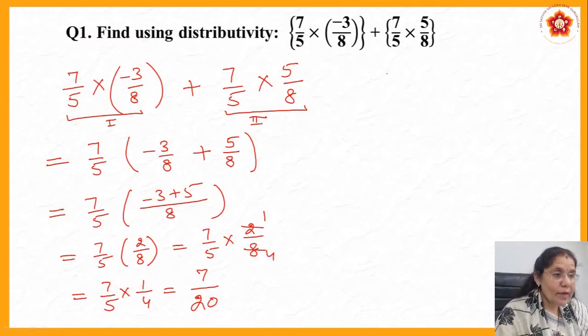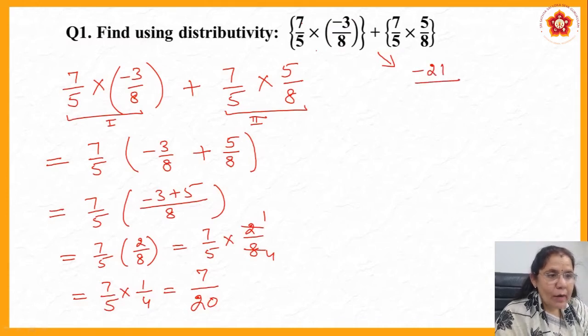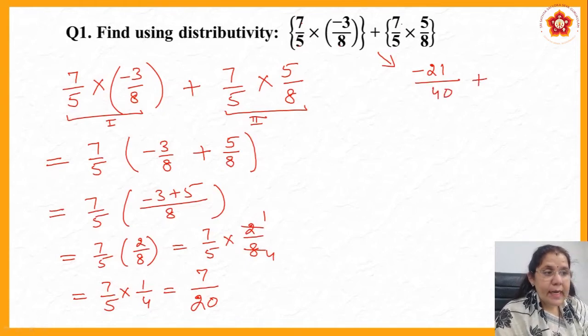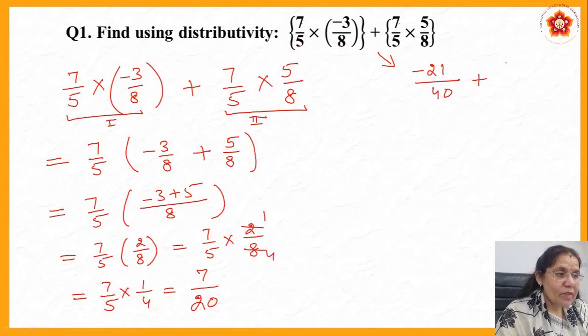And if you solve it as it is without using the distributive property, see what answer you get. Try to solve it. It is 7 multiplied by minus 3, so it comes minus 21. And what is 5 multiplied by 8? 5 multiplied by 8 is 40. In the second bracket, 7 multiplied by 5 is 35, and 5 8s are 40.